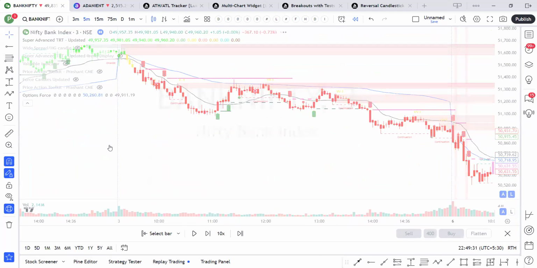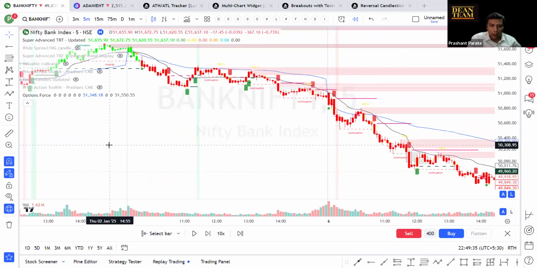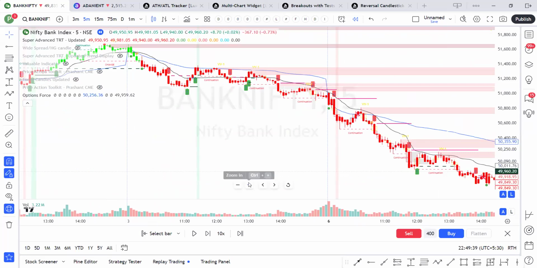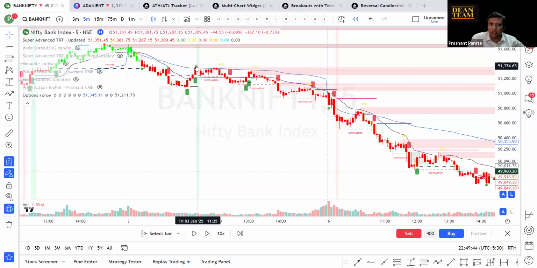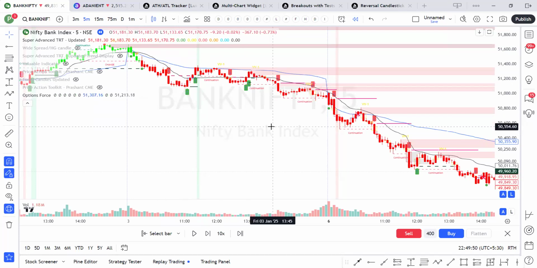VWAP is a volume weighted average price, and yes, it's really a good indicator if we use it properly. So see here, I'm seeing a green signal, but the trend is down. So it's not an opportunity to buy. If the trend is down and a red signal is there, then VWAP is suggesting to sell. And at that time, we have to see the blue line.